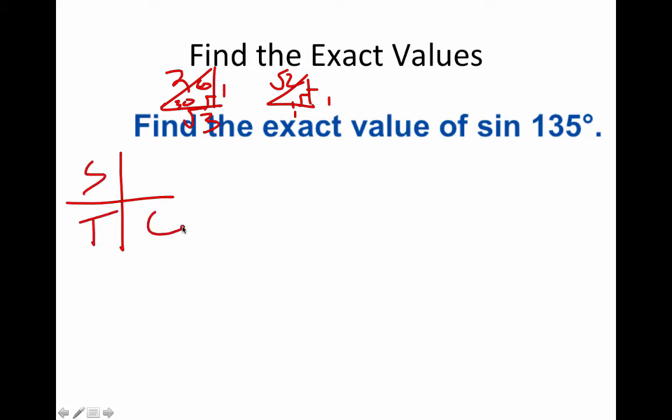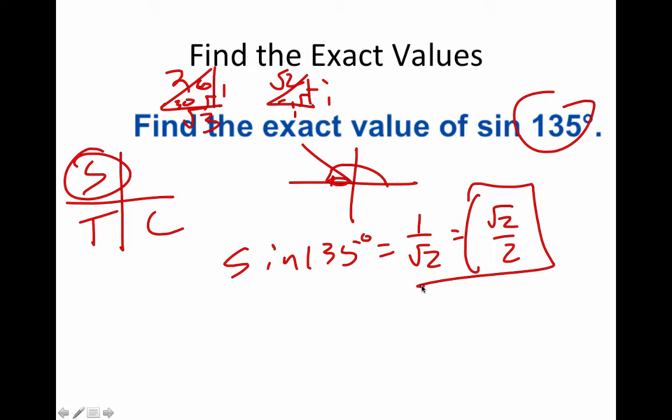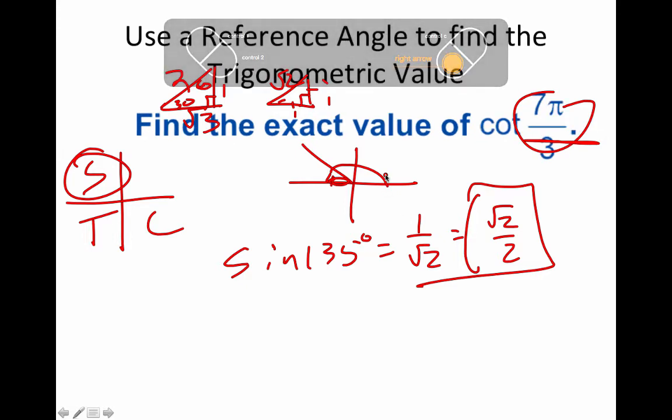We need that for all of these problems now, because I'm going to go to 135, and I'm going to be in quadrant 2, and I'm going to have a 45-degree angle. So really I need the sine in quadrant 2, which is going to be positive because of this. And then I go to 45, it's 1 over the square root of 2. Multiply the top and the bottom by the square root of 2, and it's square root of 2 over 2. There's my exact value of the sine of 135. It goes: get the reference angle, 45, pick your triangle, and then use your STC.